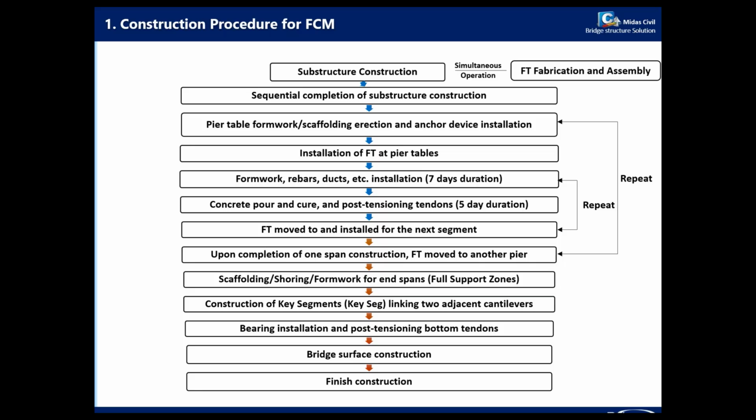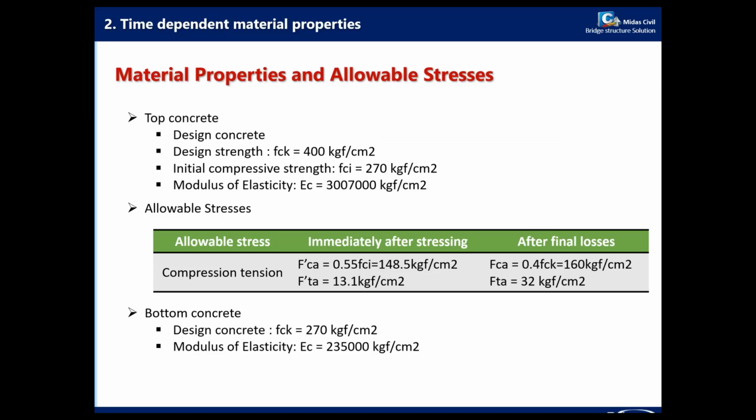So these are the steps that we do when we are erecting the prestressed concrete girder using the FCM method. So the material we are going to use is the concrete and tendon. Those are the main material we are going to use, and the property we have, they are on the screen.